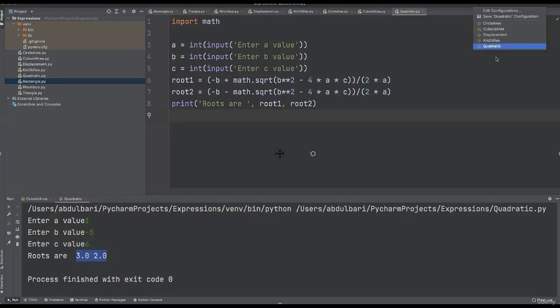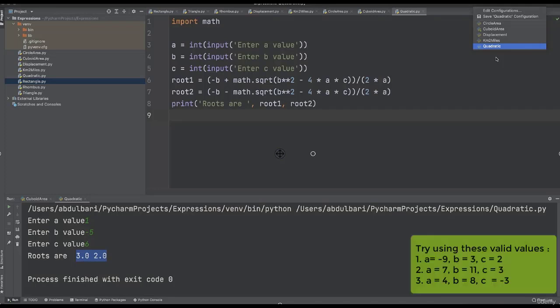So it's better to try only the values which I have shown, that is 1, minus 5 and 6. These are valid values. If you know any other valid values, you can try them. So that's it. You can write down this program and try with these values and check it. And if you know any other valid values, try them also.